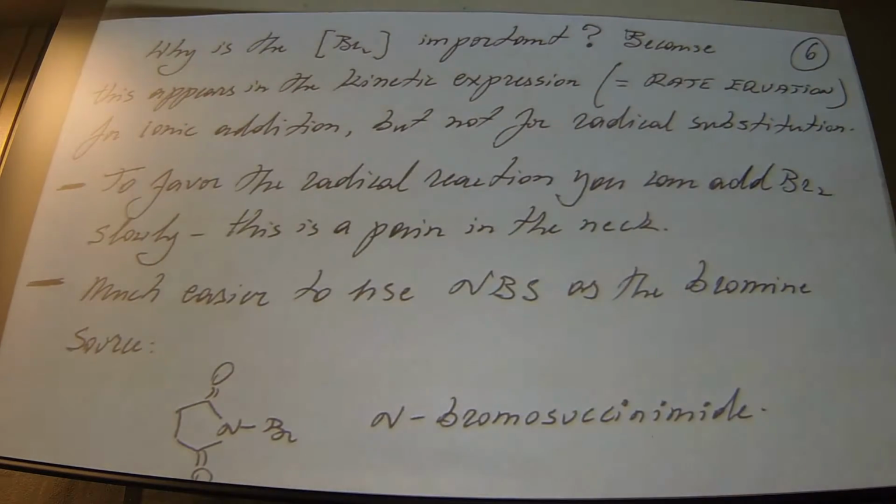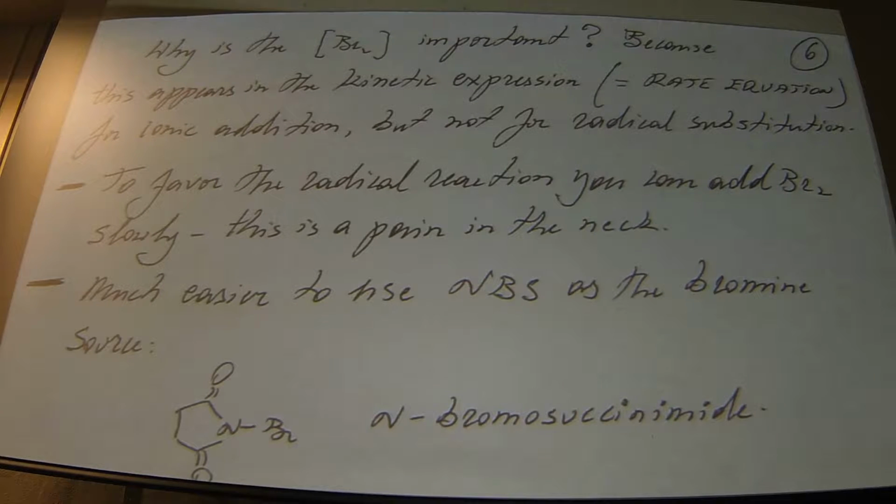Now, how do you keep the concentration of bromine low? Well, the obvious way to do it, and the way anybody would tell you to do it, really, is you have a syringe full of the bromine, and then you put it on a syringe pump, which slowly advances the plunger of the syringe, a drop every few seconds, another drop a few seconds later, and so on.